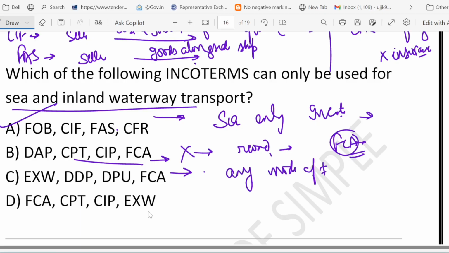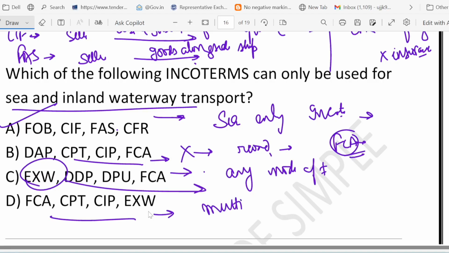Like EXW, Ex Works. So buyer picks goods directly from the seller's factory. Does not matter if later it goes by truck, ship or air. So again, not sea specific. Option D, FCA, CPT, CIP, EXW. So these are multimodal Incoterms. Question may be asked, which of the following is a multimodal Incoterm? So must know, they are not tied to the sea only.